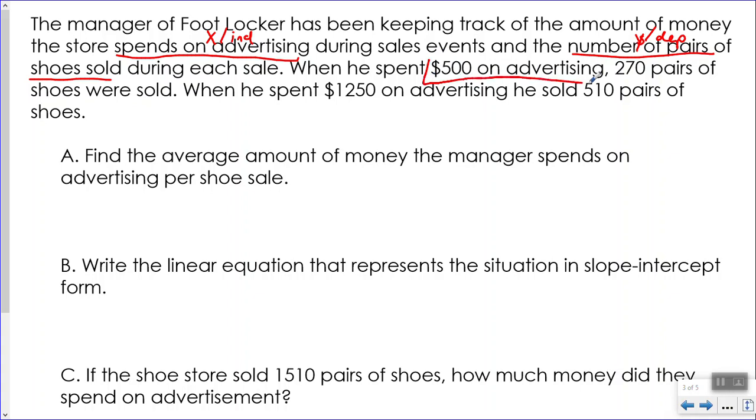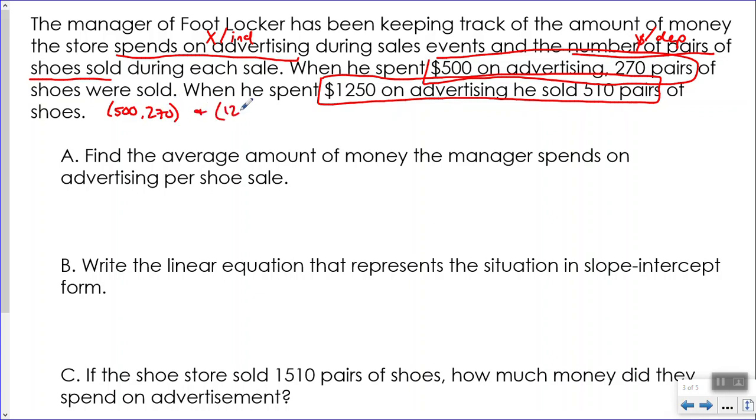Okay. So we have two numbers that go together. We have $500 and 270 pairs of shoes, and we have $1,250 and 510 pairs of shoes. These are two ordered pairs. So we have $500, 270, and we have $1,250 and 510.